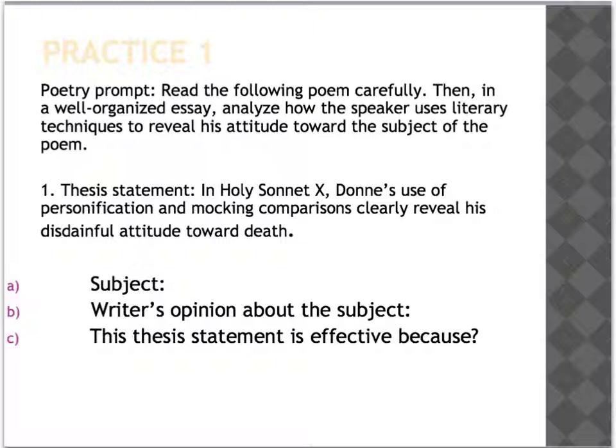Read the following poem carefully. Then, in a well-organized essay, analyze how the speaker uses literary techniques to reveal his attitude toward the subject of the poem. So there's a couple of things that we're looking for. We are analyzing what the speaker is and how they use literary techniques to reveal attitude toward the subject of the poem. So your thesis statement. In Holy Sonnet 10, Donne's use of personification and mocking comparisons clearly reveal his disdainful attitude toward death.